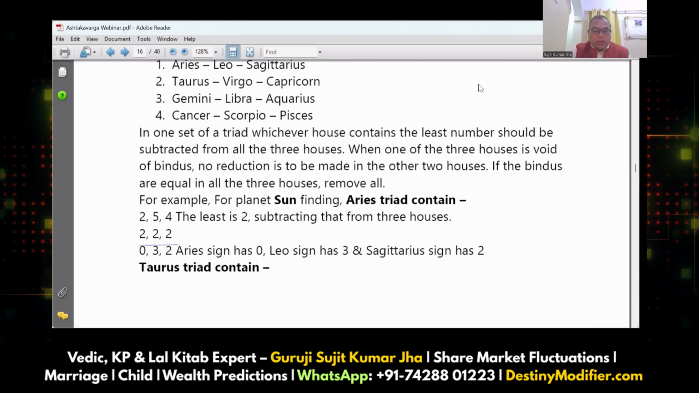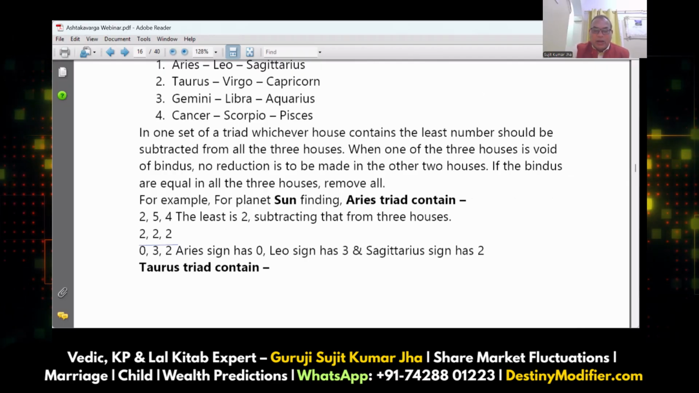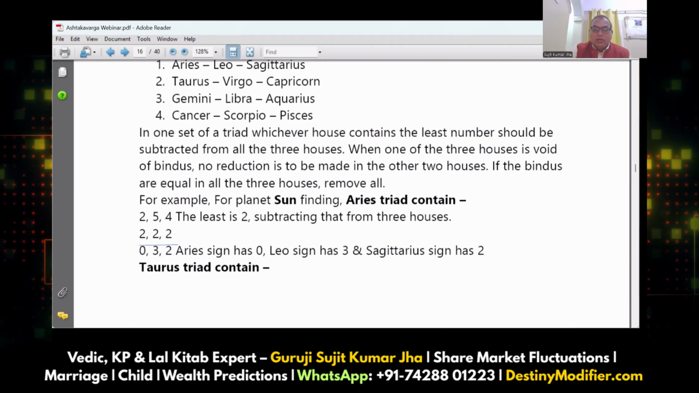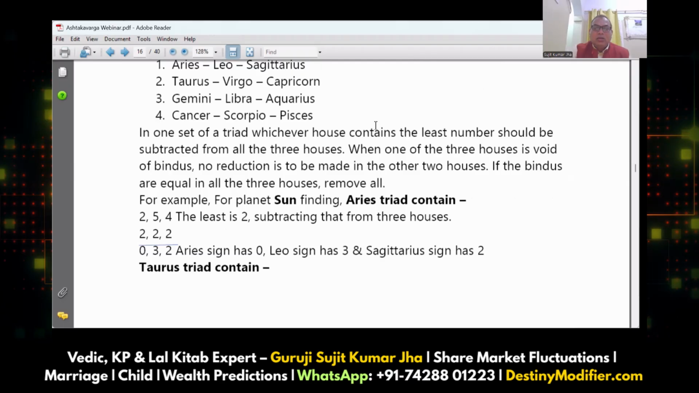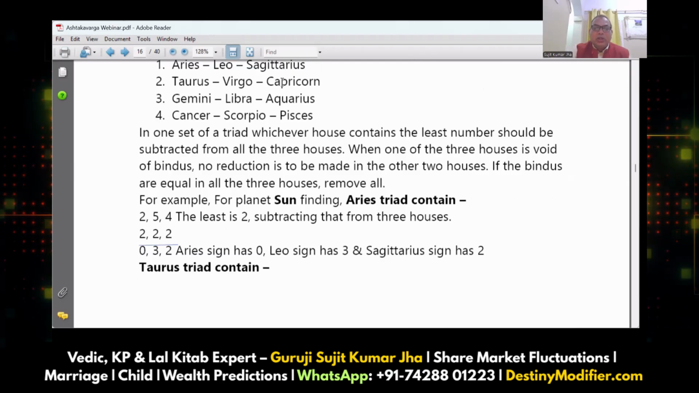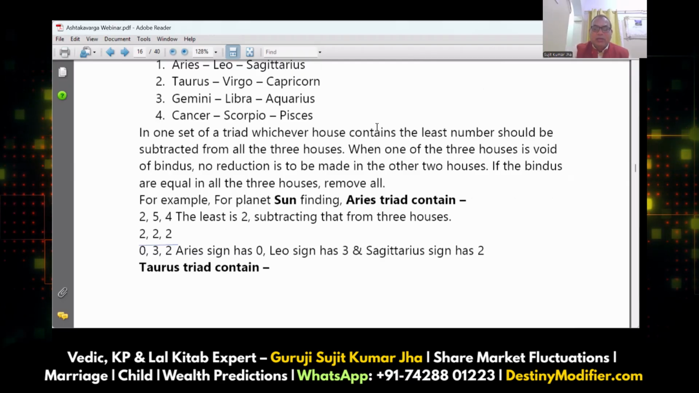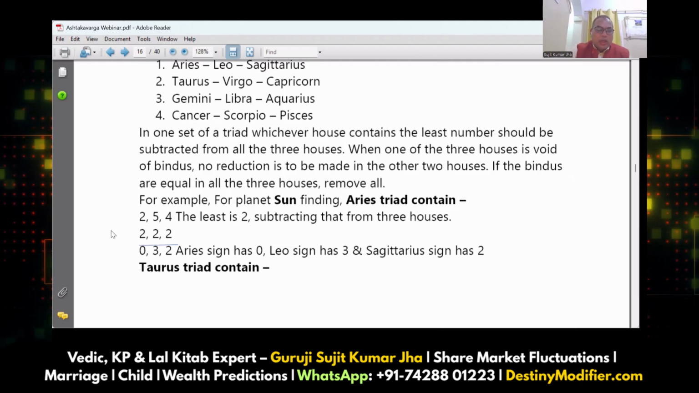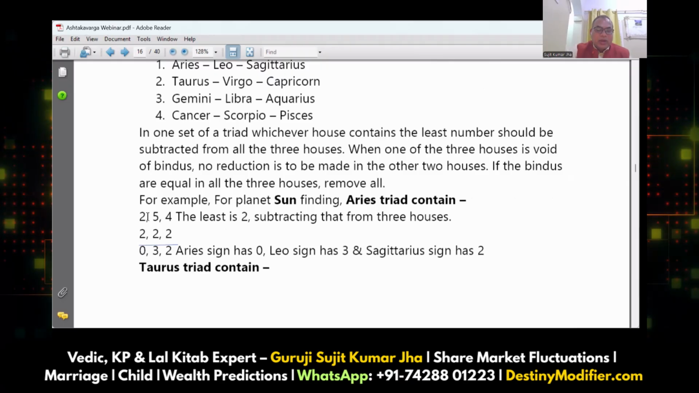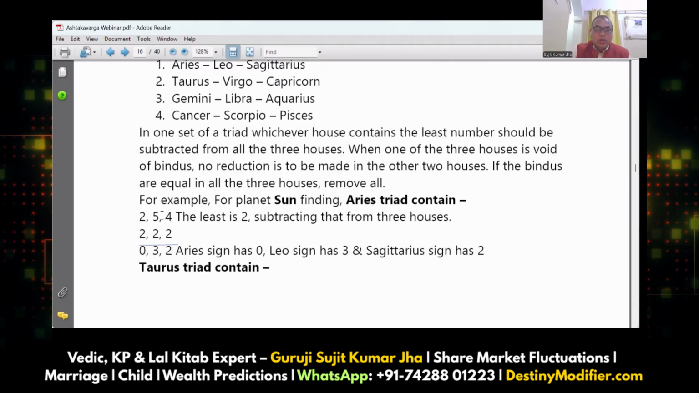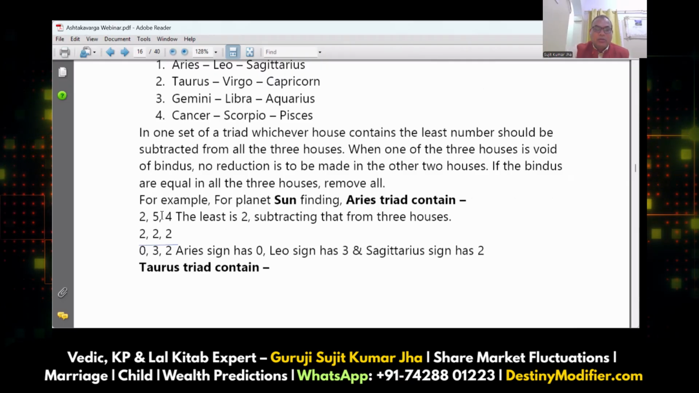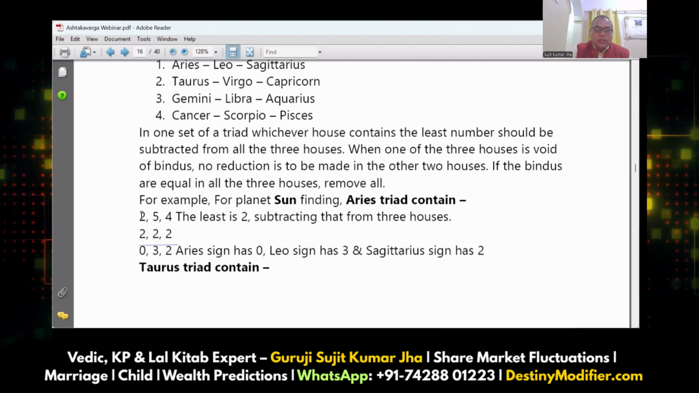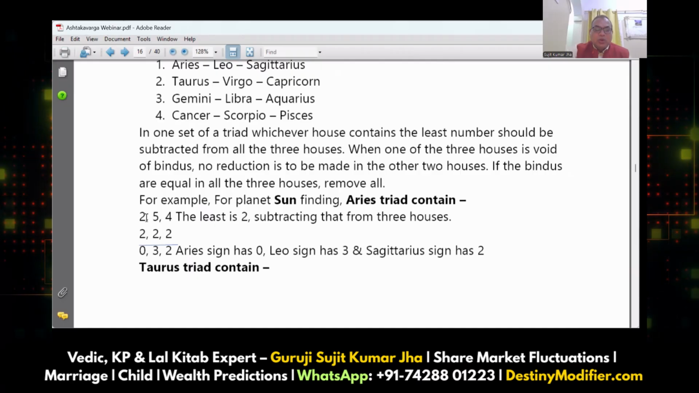So see, for planet Sun, finding the points in Aries, Leo, and Sagittarius signs. That is called Aries trine. In the Aries trine, Aries sign has 2 points, Leo sign 5 points, Sagittarius sign 4 points. So in these three, the minimum is 2.